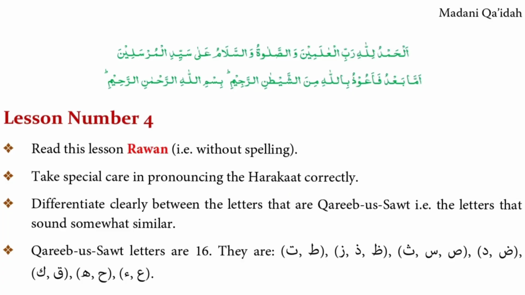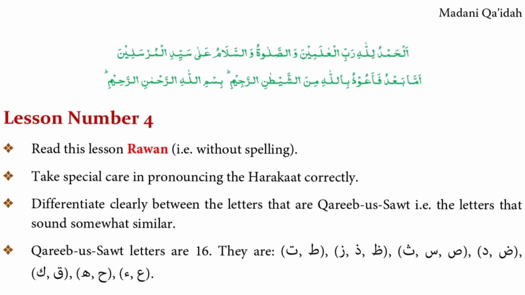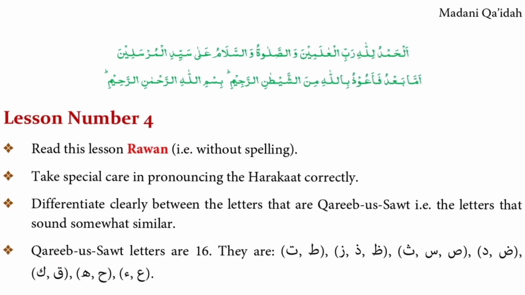Look at the next bracket, ha. Ha is pronounced from the bottom part of your throat, and ha is pronounced from the middle part of your throat. And this is the difference between ha and ha. Look at the last bracket. Hamza is pronounced from the bottom part of your throat, but ain is pronounced from the middle part. And this is the difference between hamza and ain.